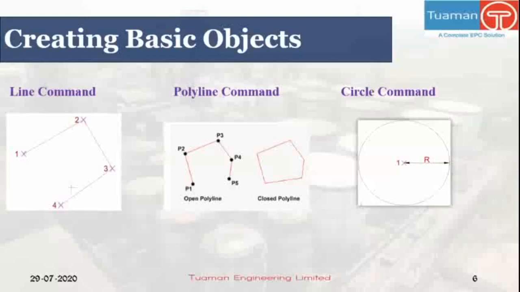Third is circle command. The circle command is used to create circles in the drawing. When the circle command is activated, various combinations of the center, radius, diameter, etc. can be specified while creating a circle. The most fundamental and basic combination is to select the center point and then specify the radius.